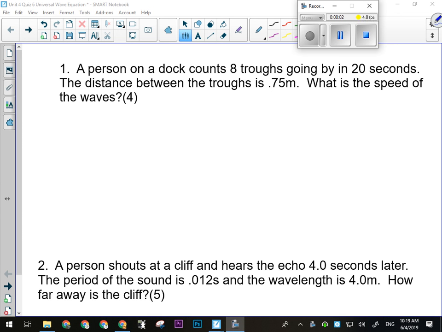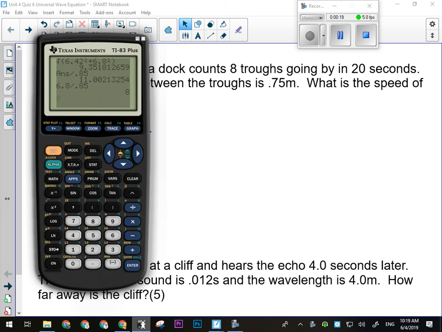Okay, so we have a person who's standing on a dock. They count 8 troughs going by in 20 seconds. How many waves? 7 waves. Okay, so if I'm going to calculate the period, it took 20 seconds for 7 waves. So we've got to do that first. Okay, 20 over 7.